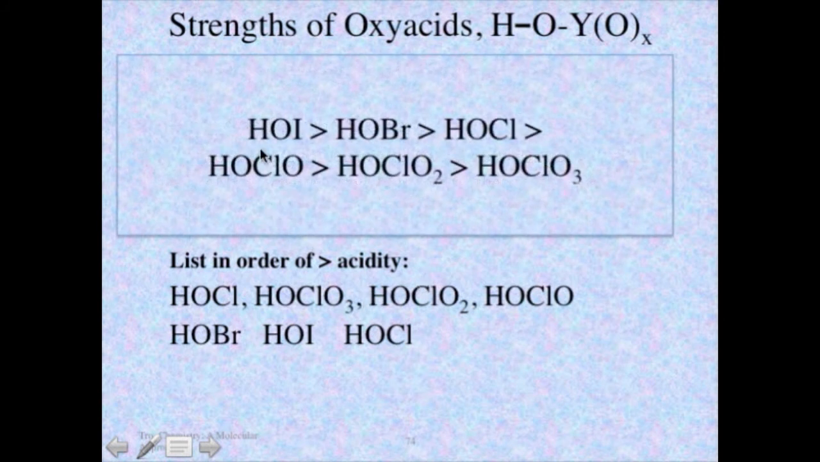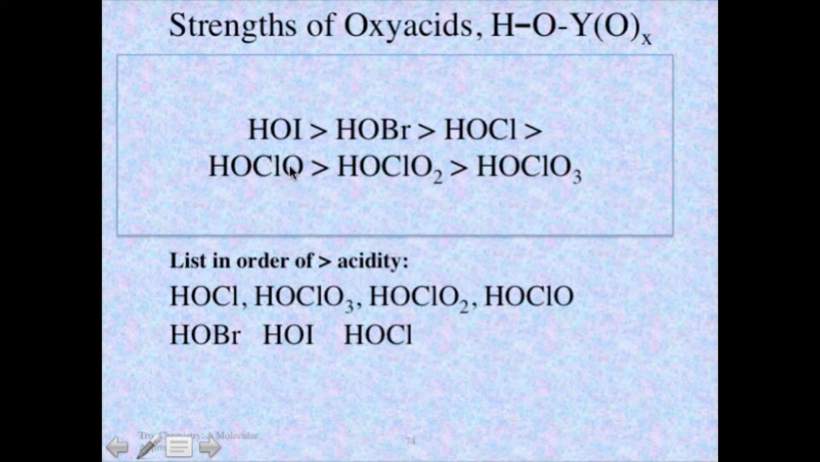All right, so here we go. First of all, the three compounds which only have the oxygen-hydrogen bond are listed in order of increasing electronegativity of the halogen atom. So HOI is the weakest, HOBr is next, and HOCl is next in terms of acid strength.